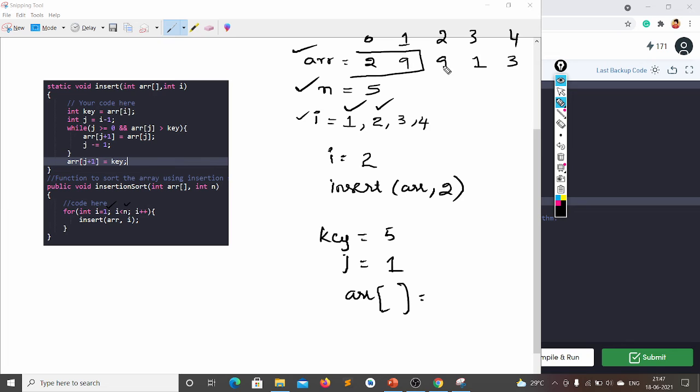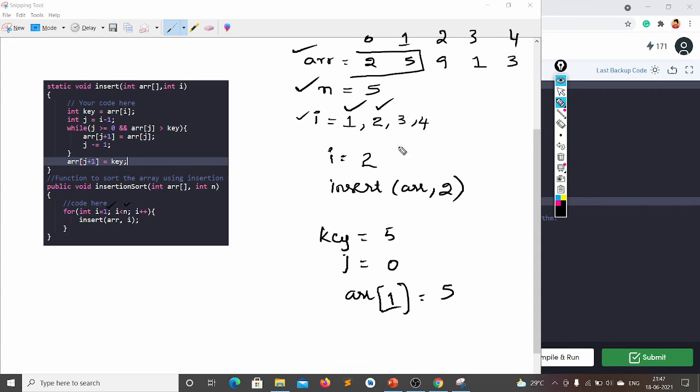See here, when the 9 is jumped to here, my j will be decremented by 1. That is array of 0. So after coming out of the while loop, array of j plus 1 is nothing but array of 0 plus 1, that is 1. In array of 1, I am placing my key, that is array of 1 is equal to 5.